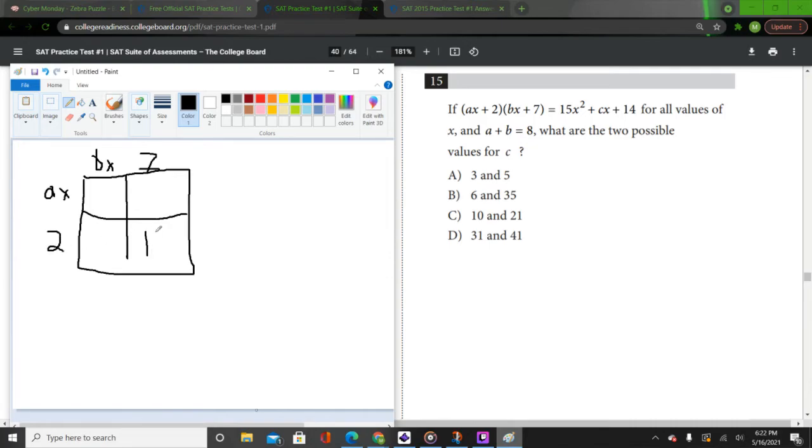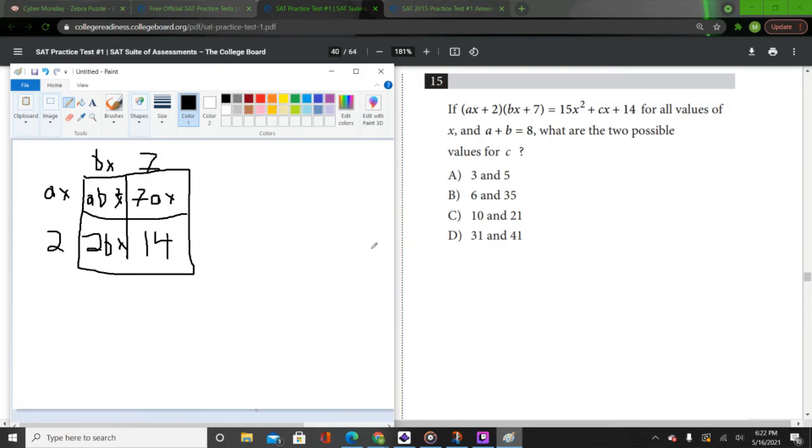So we have the 14. We don't really care about that, actually. We have the abx squared, and we have the 7ax, and we have the 2bx. Right. We don't actually care about this 14, but we know whatever this is, it's equal to this term.